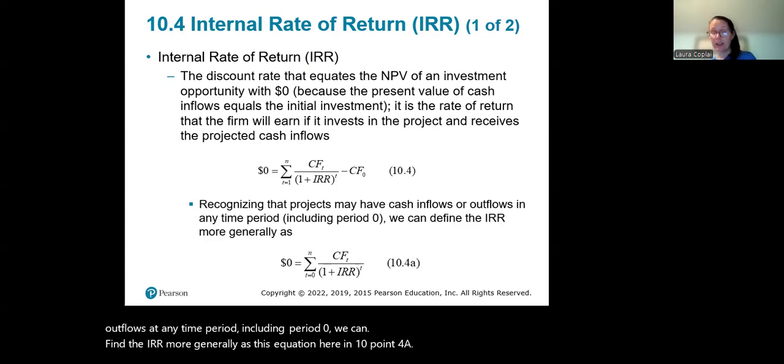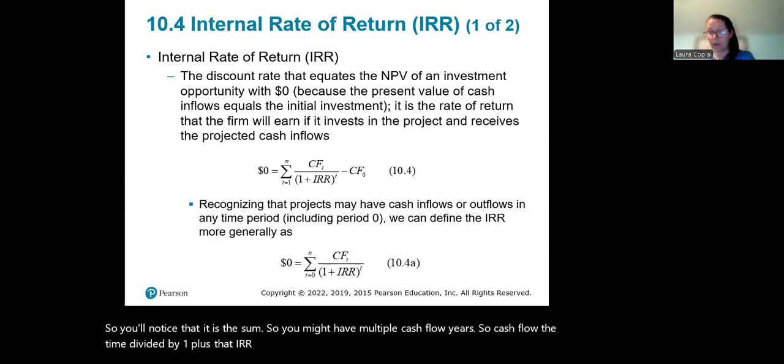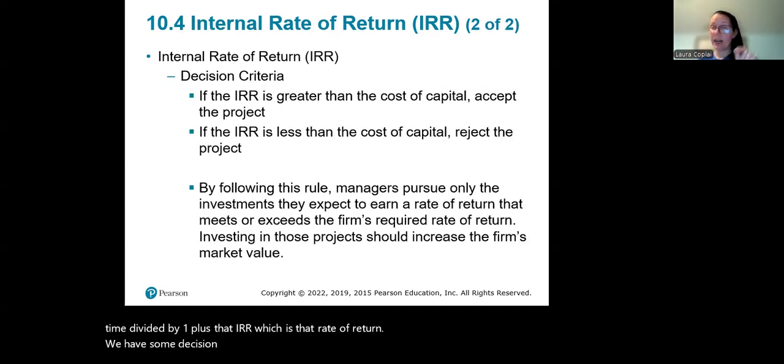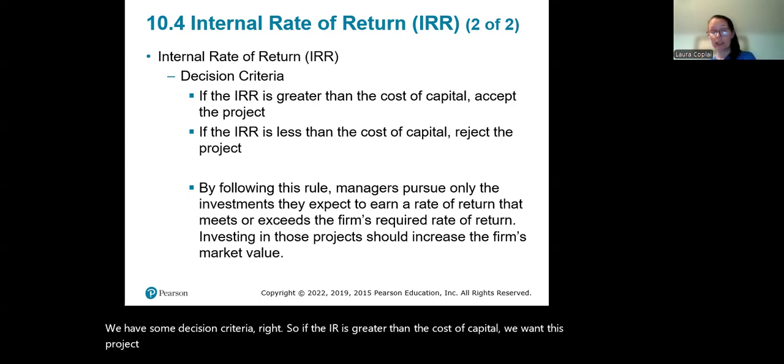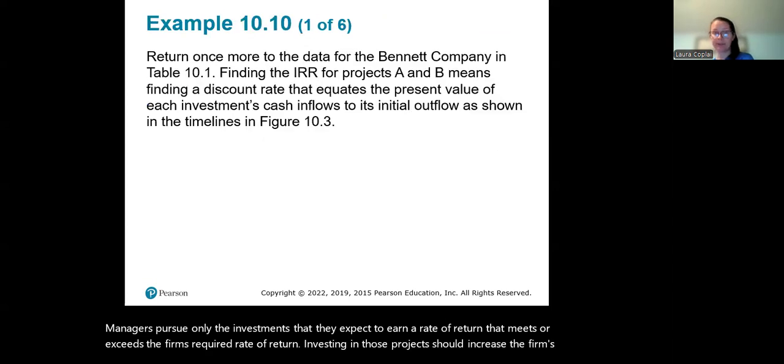So you'll notice that it is the sum, so you might have multiple cash flow years. So cash flow at time t, divided by 1 plus that IRR, which is that rate of return. We have some decision criteria, right? So if the IRR is greater than the cost of capital, we want this project. If it's less than the cost of capital, we're going to reject the project. We don't want it. Managers pursue only the investments that they expect to earn a rate of return that meets or exceeds the firm's required rate of return. Investing in those projects should increase the firm's market value.